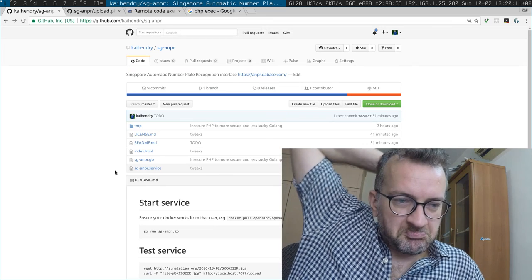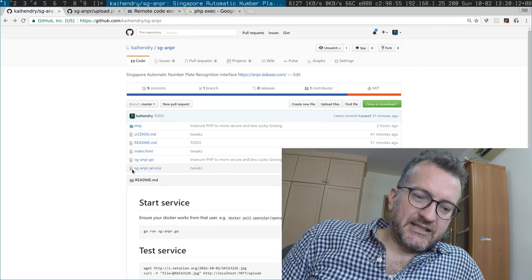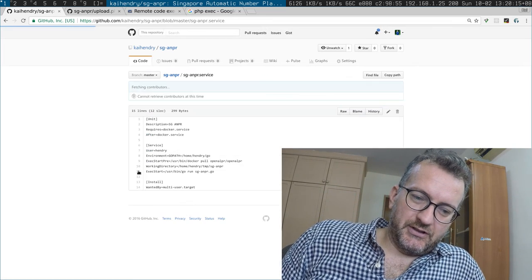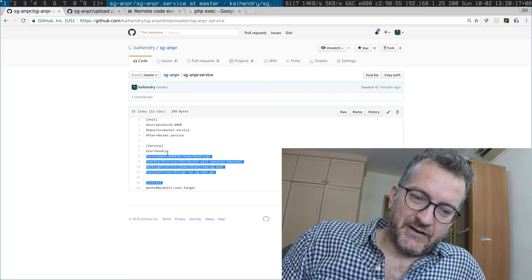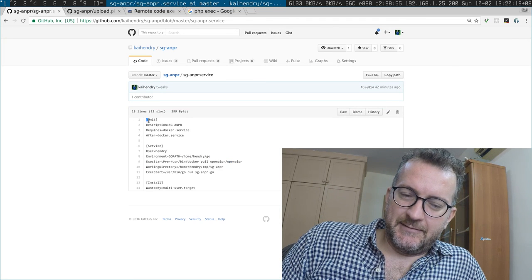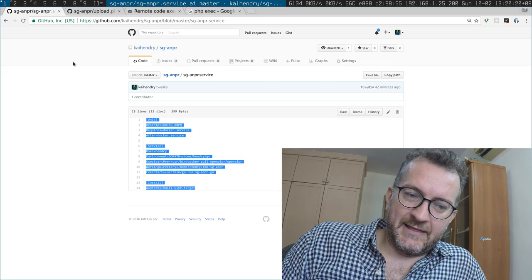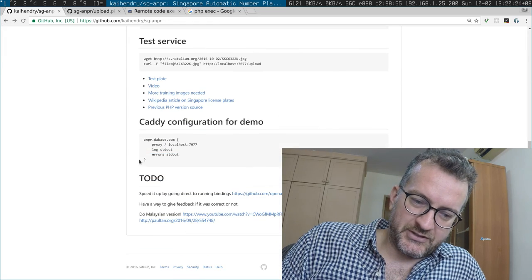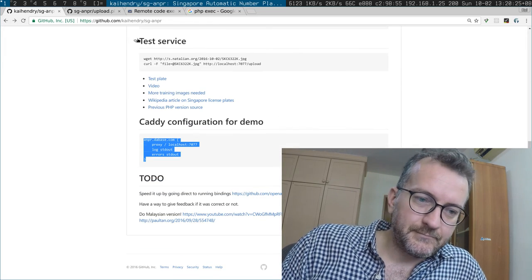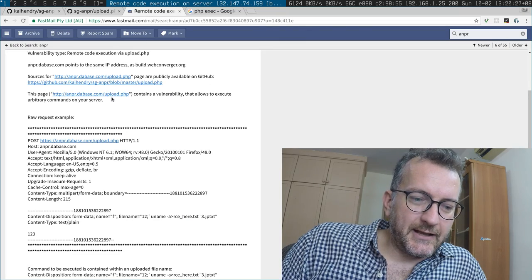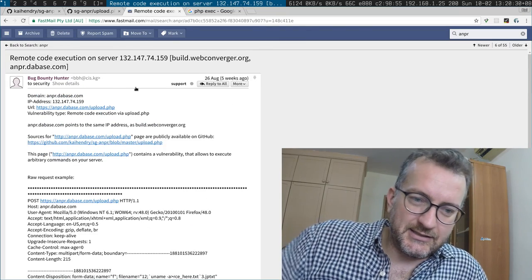I must say it is a bit of a pain. One thing that I had to write was a service file to basically keep the service running, and then I proxy it with Caddy. Yeah, so from PHP to Golang, guys.